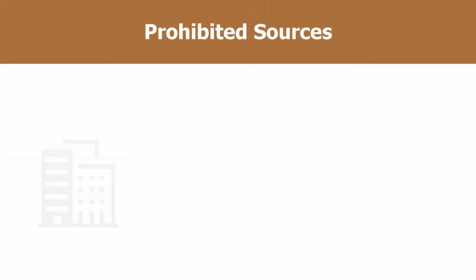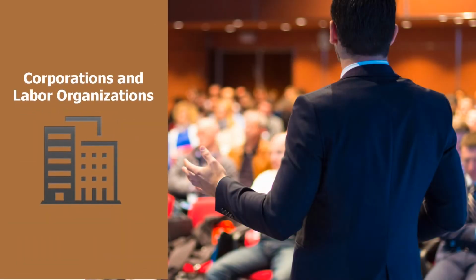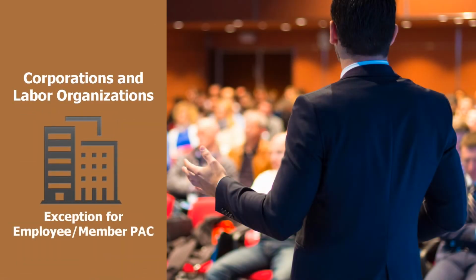The law prohibits contributions from certain sources, including corporations and labor organizations, government contractors, and foreign nationals. As an exception to the corporate labor ban, corporations and unions may sponsor PACs that raise money from the company's employees and stockholders or the union's members. These PAC funds may be used to make contributions to federal candidates.